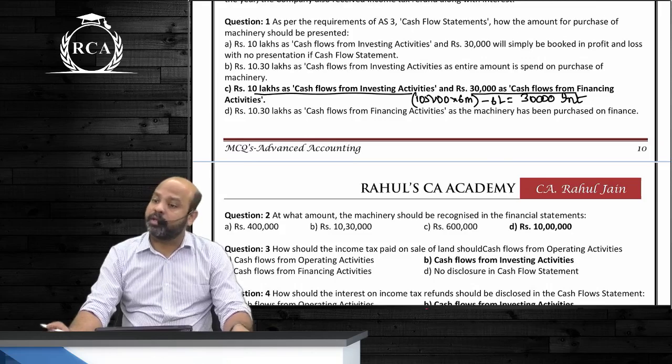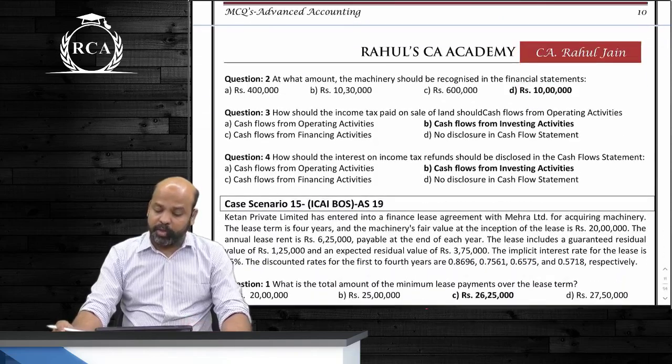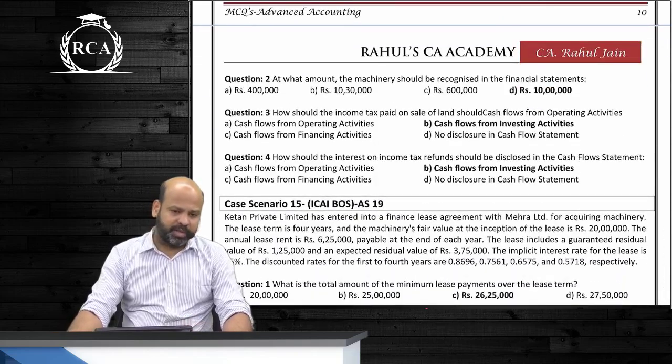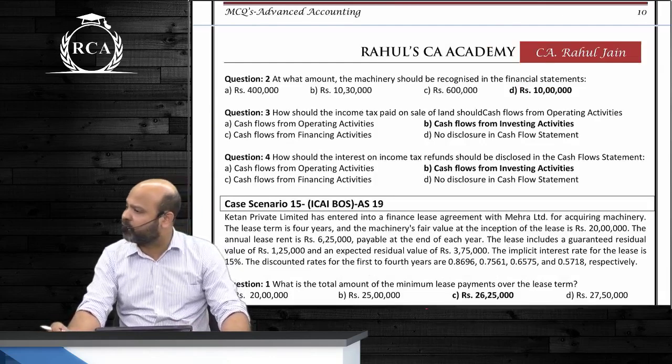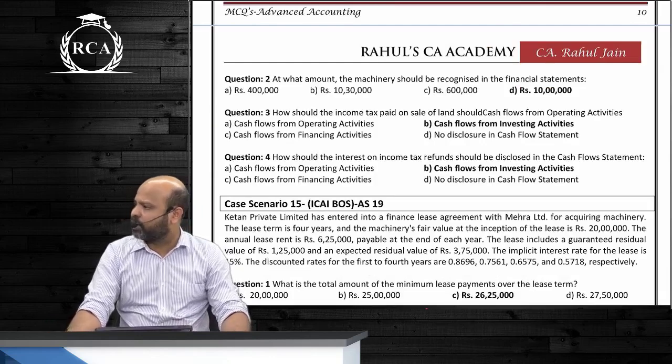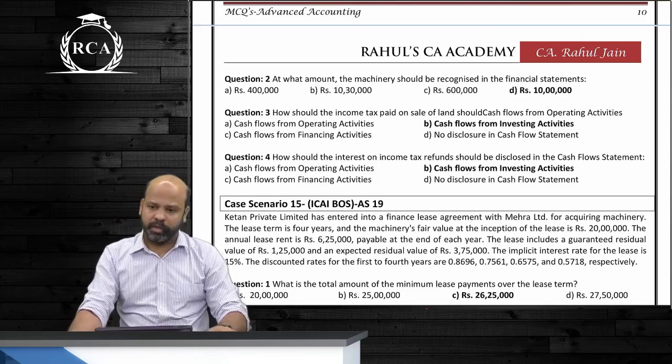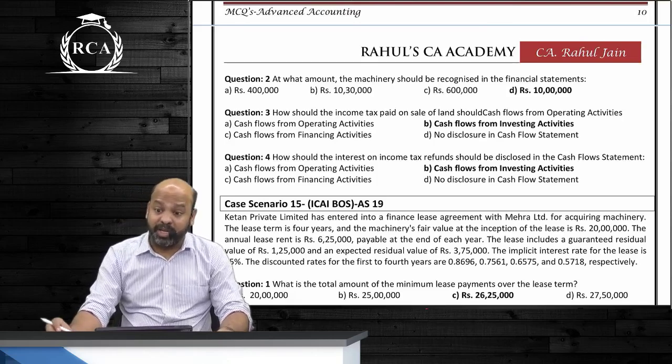Are we clear about this? Yes or no kids? Question पे ध्यान दो guys. At what amount machinery should be recognized in the financial statements? Done and dusted बेटा, we've already discussed that. लिखना है तो cash price equivalent बोल के लिख लेना brackets में. Cash price equivalent.